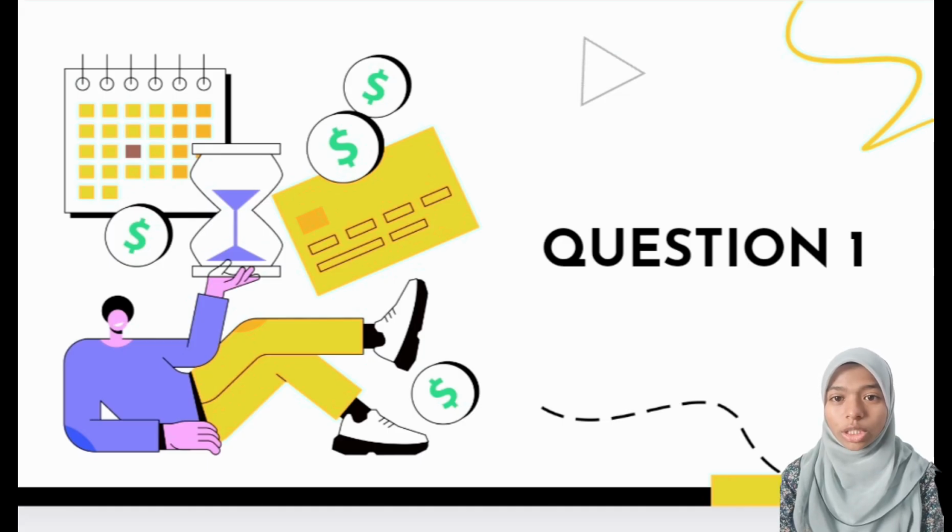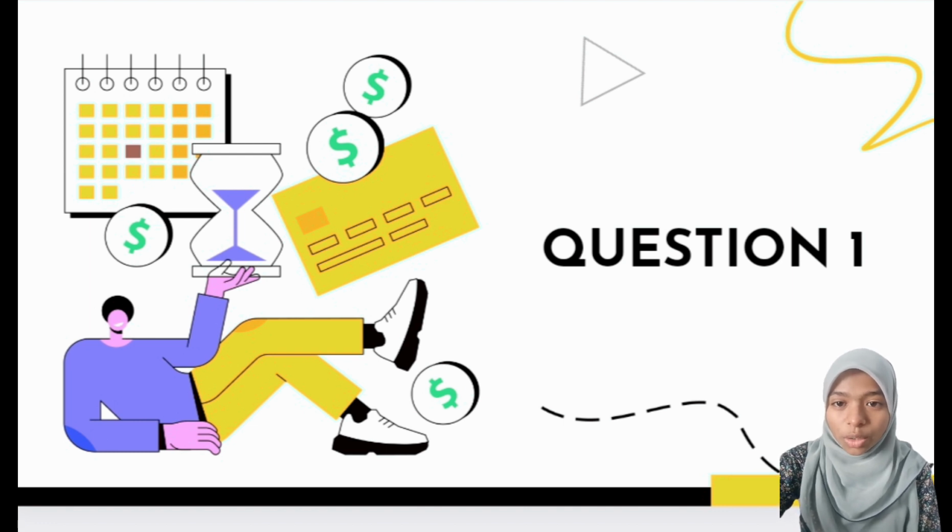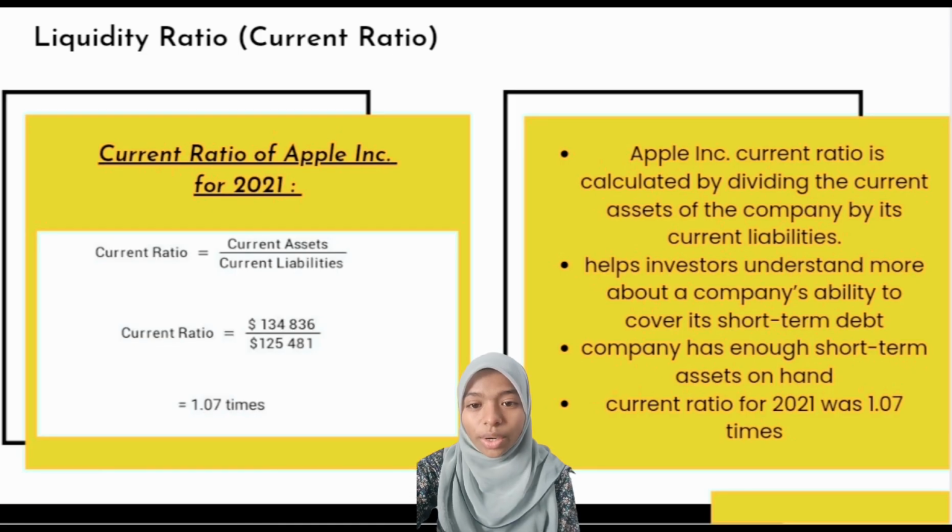My name is Auni and I want to explain question 1, which is: calculate the liquidity ratio of Apple Inc. Comment on the liquidity position in 2022 as compared to 2021. Analyze and interpret the company's performance. So this is our answer.